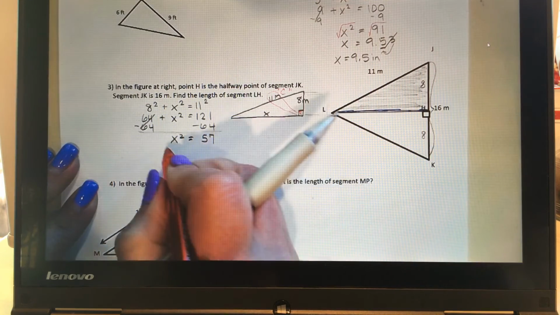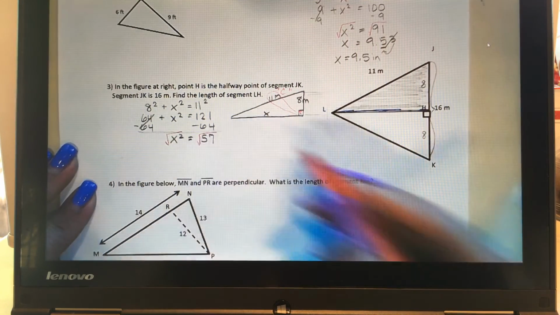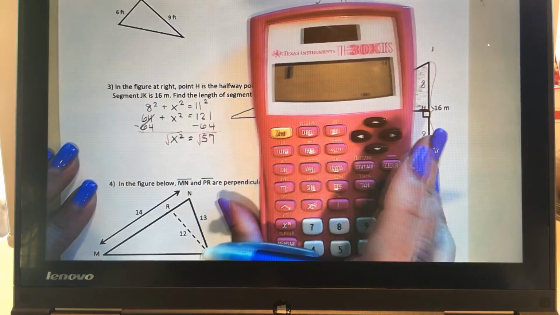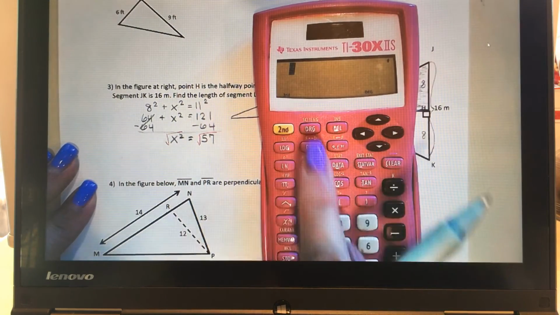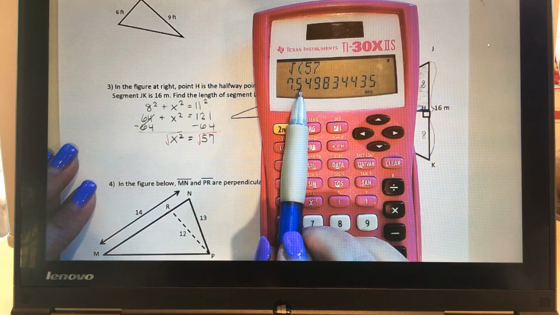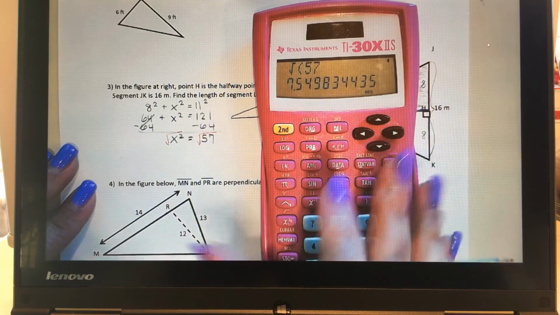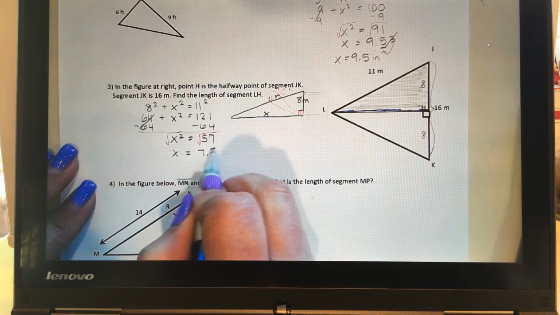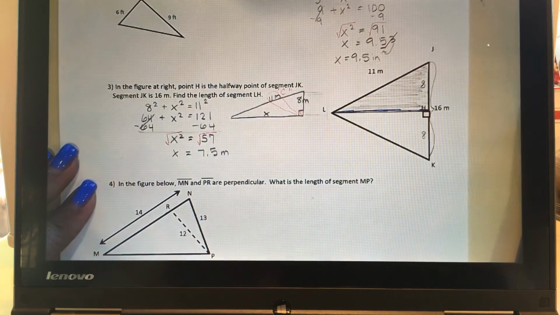So again, taking the square root of both sides, we're going to see 57 is not a perfect square. So I'm going to go ahead and use my calculator for this again. The square root of 57 is, rounding to the nearest tenth, 7.5. So x is equal to 7.5 meters.